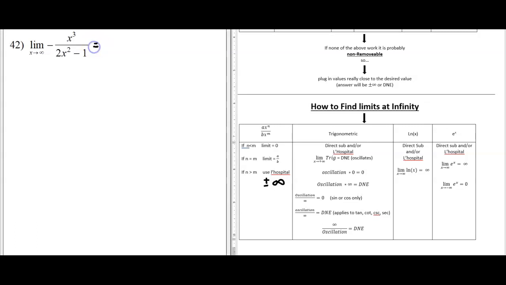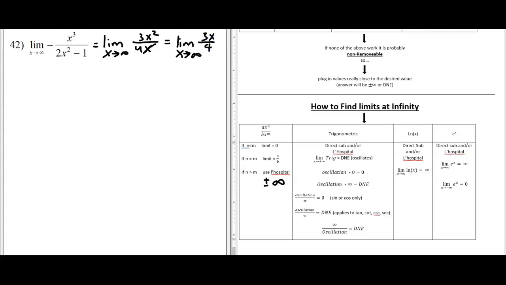So let's take the derivative of the top and the bottom. So we get 3x squared over 4x. Now, we can reduce that one, right? So let's reduce it. Save us a little bit of time if we reduce it. X goes into x squared x times, so we have 3x over 4.